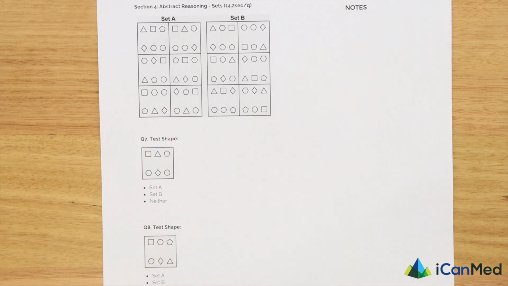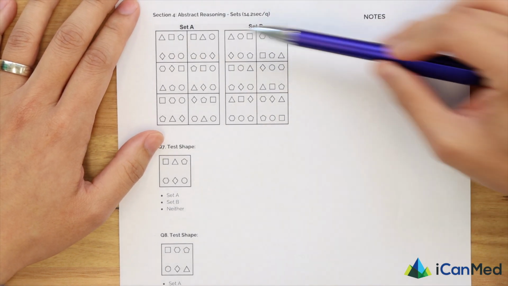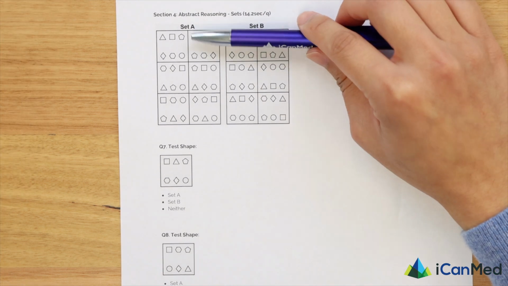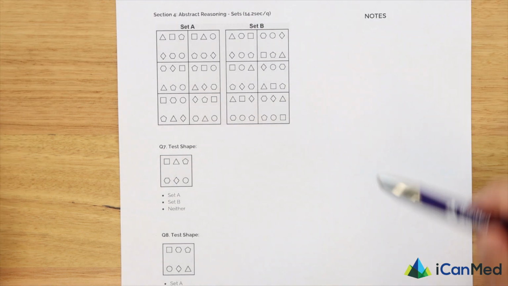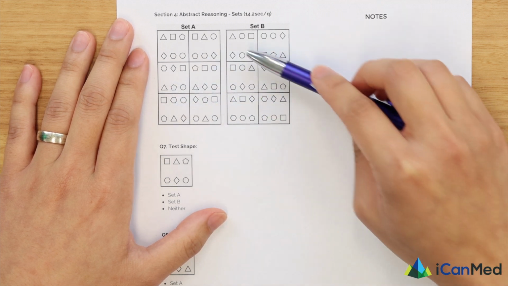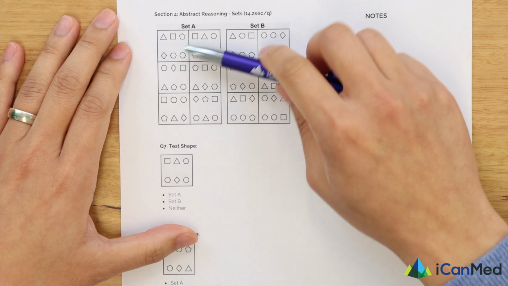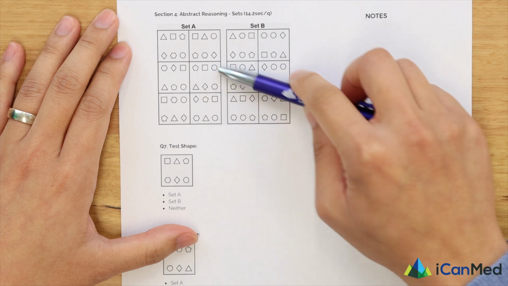Okay, so what is the sets question type? Down here you can see that the sets question type consists of two sets, always. It will consist of set A and set B. Both of these sets will have 6 boxes, and the 6 boxes are independent of one another and have a pattern inside of each box.